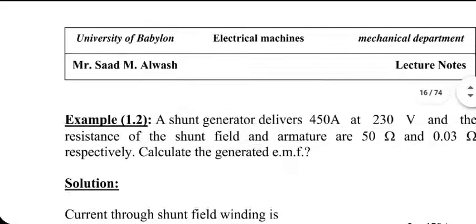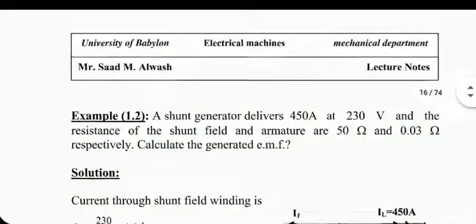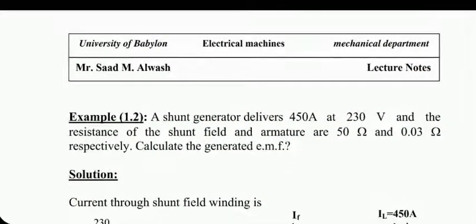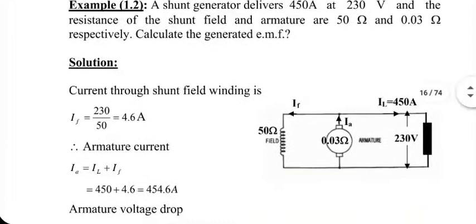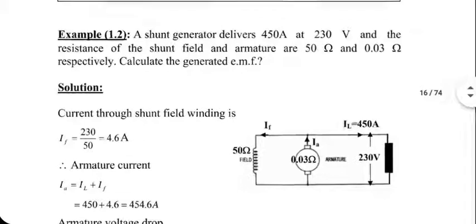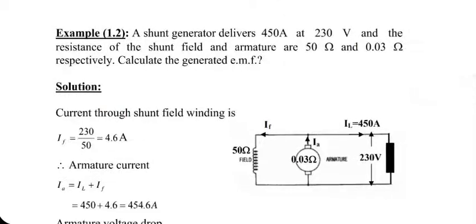Another one. A shunt generator delivers 450 amperes at 230 volt, and the resistance of the shunt field winding is 50 ohm, and the armature resistance is 0.03 ohm. Calculate the generated EMF. Yeah, he has drawn the diagram, which is nice. Then it's easy to understand. This is the equivalent circuit.